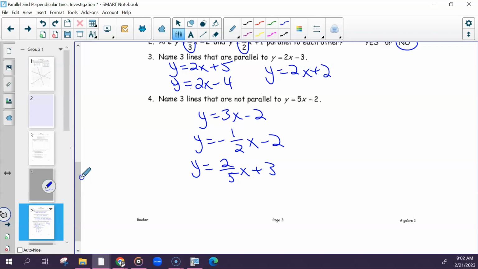Questions on parallel lines? So now we're going to do the other part. We talked about parallel, now we're going to talk about perpendicular.